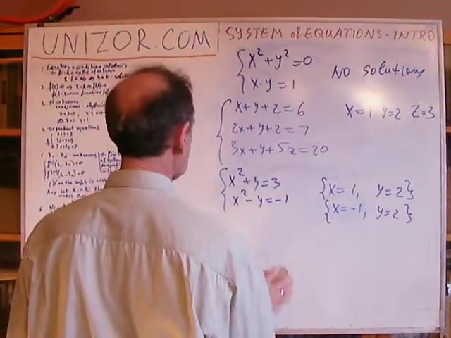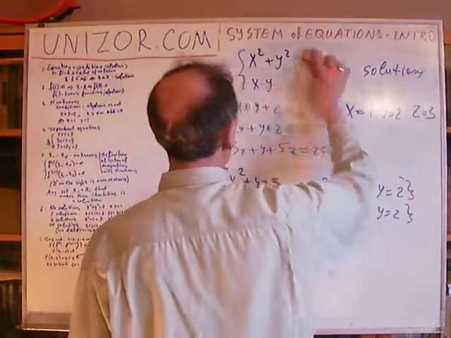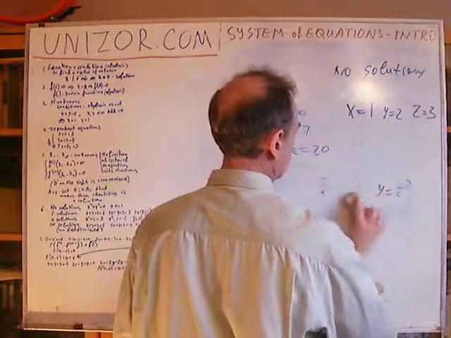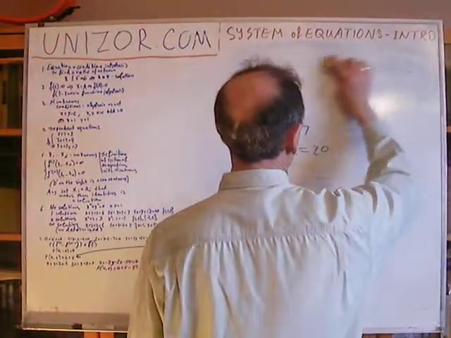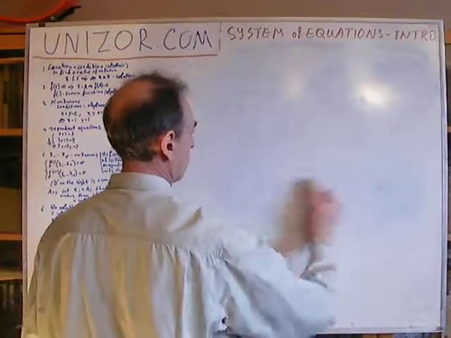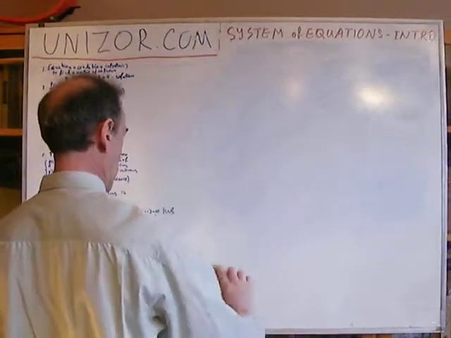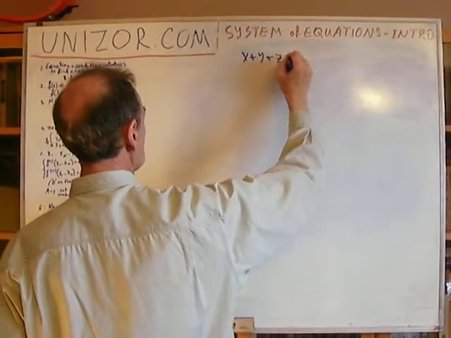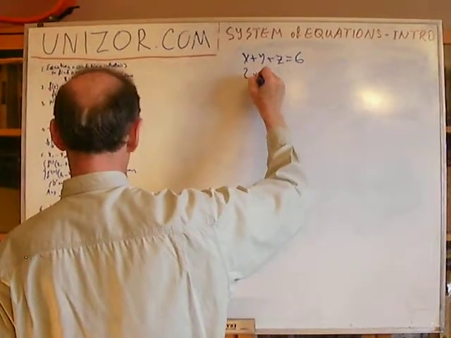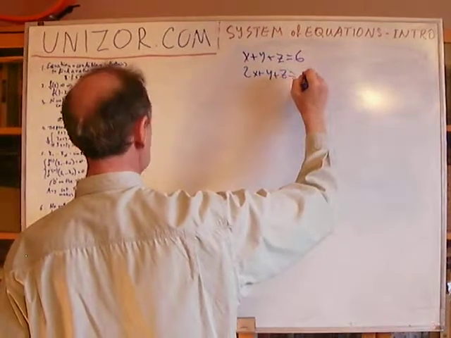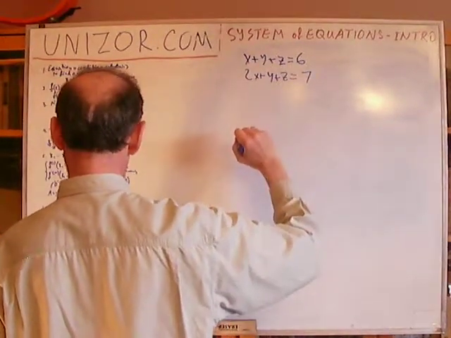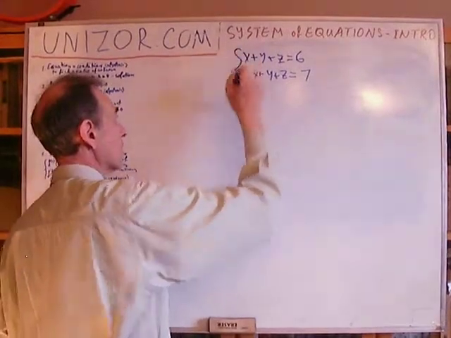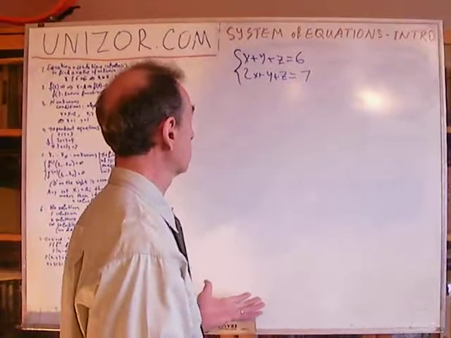Okay, and finally I wanted to give you an example when I have infinite number of solutions. Infinite number of solutions. X plus y plus z is equal to 6. 2x plus y plus z is equal to 7. What can we say about this? This is the system of two equations with three different unknowns.